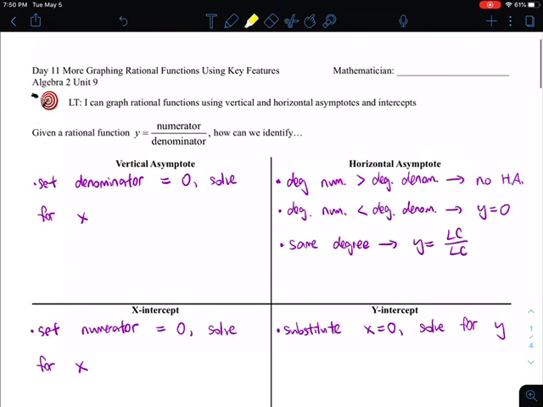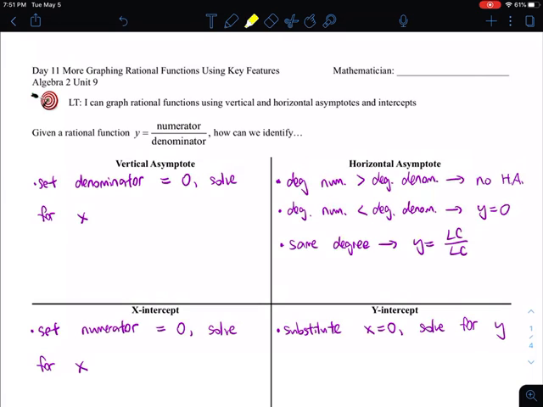Okay, hello everyone. So last time we talked about how we can graph rational functions using key features, which are asymptotes and the intercepts. And as we saw, this was not easy to do, because there were a lot of things to keep track of, all these asymptotes and intercepts.